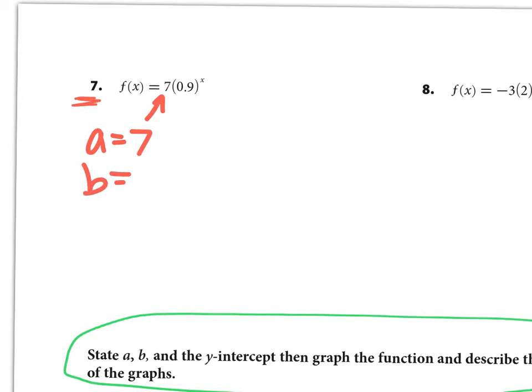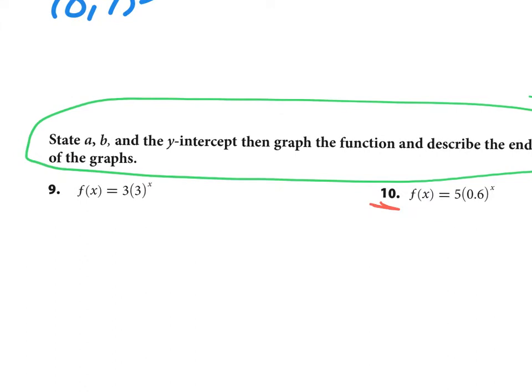B is our common ratio, which is 0.9. Since that's less than 1, that means this one would be going down, be a decreasing function. And then what is our y-intercept? Our y-intercept is the point (0, 7), because it's our zero term. It's the same as our A, so that's our y-intercept. Very, very easy, just identifying aspects here.